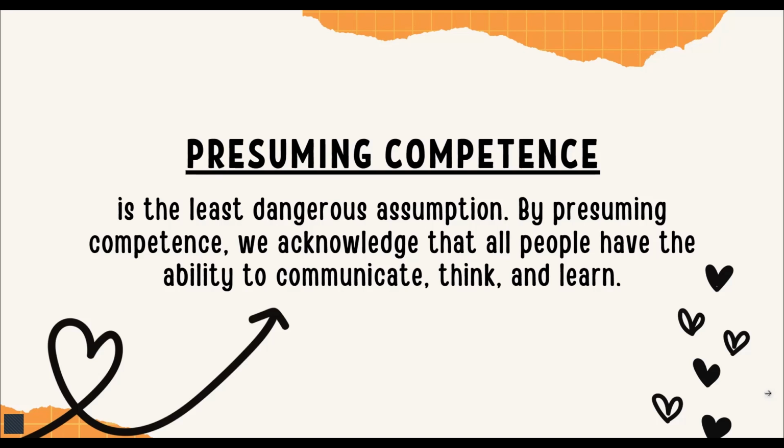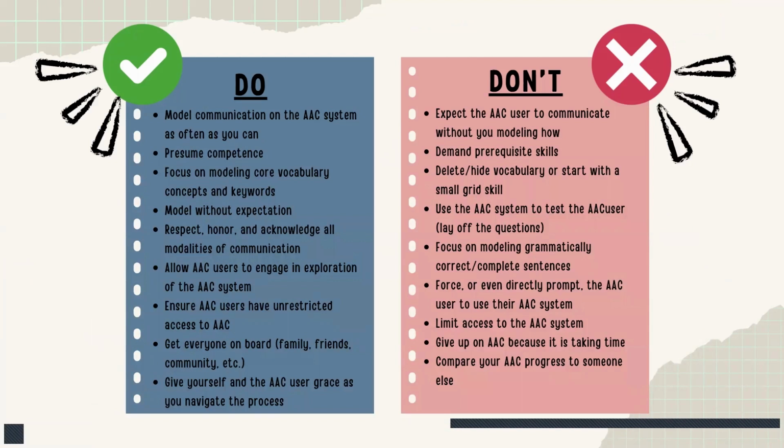By using this as a guiding principle, as we introduce AAC, we are more likely to provide access to robust language, provide a variety of opportunities for communication, and provide adequate instruction and modeling. All these things lead to better outcomes. When we do not presume competence, we often hold individuals back, denying access to robust communication and hindering their progress with AAC. Do's and don'ts of AAC.